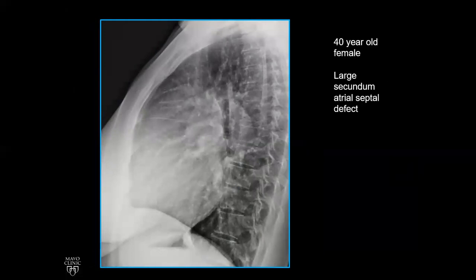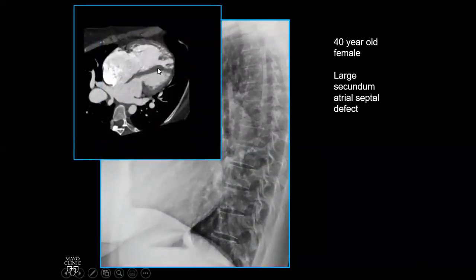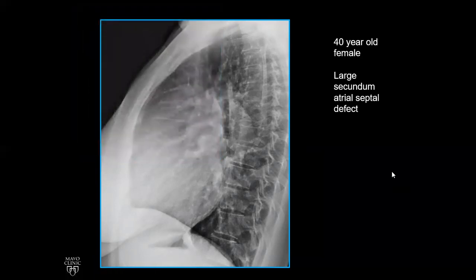Here's a 40-year-old female with a large secundum atrial septal defect. Here's a 4-chamber CT scan, left atrium, left ventricle, right atrium, right ventricle. The right ventricle is big, right atrium is big. This is a defect. This is a secundum atrial septal defect. And it's causing volume overload.